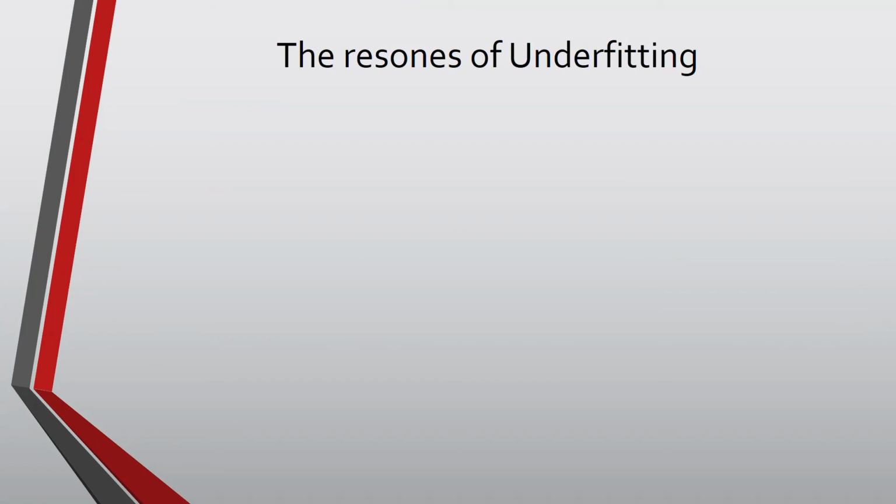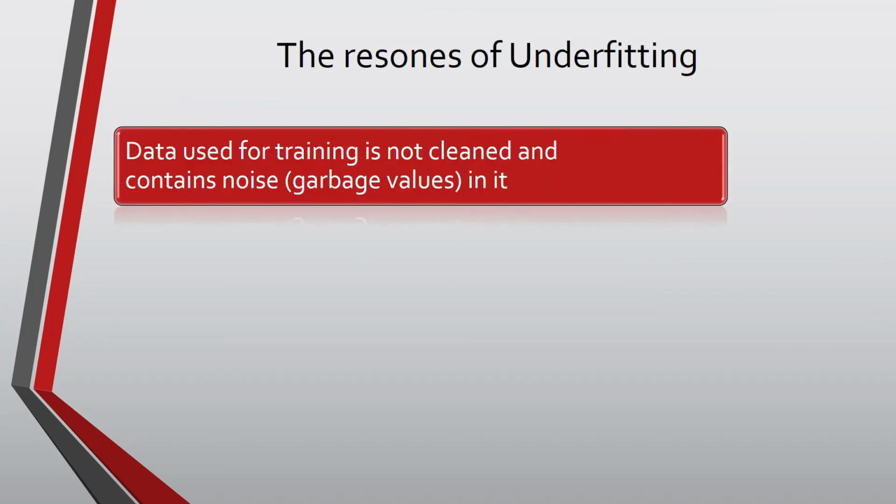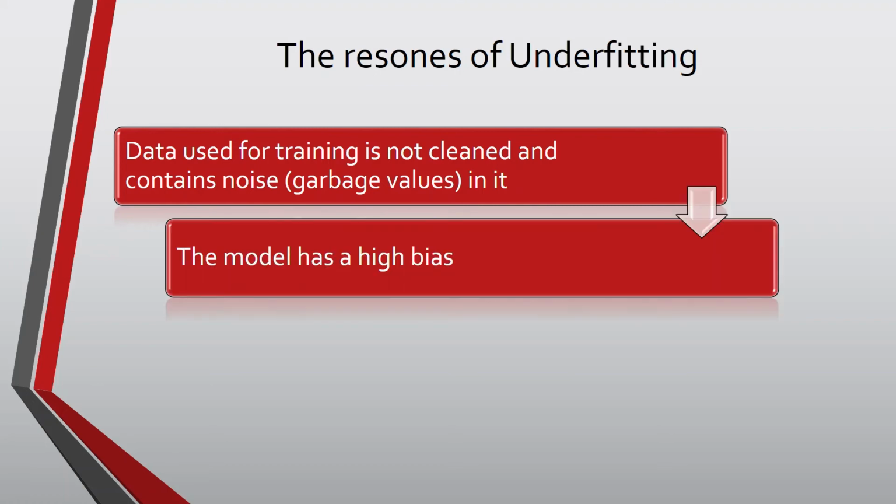The reasons for underfitting. One, data used for training is not cleaned and contains noise and garbage values in it. Again, it's the same issue as overfitting: you've got to clean your data. Two, the model has a high bias. We have seen this in all kinds of things, from the most common, driving cars, to facial identification. The model itself, when they build it, may have a bias toward one thing, and an underfitted model would have that bias because it's averaged out.